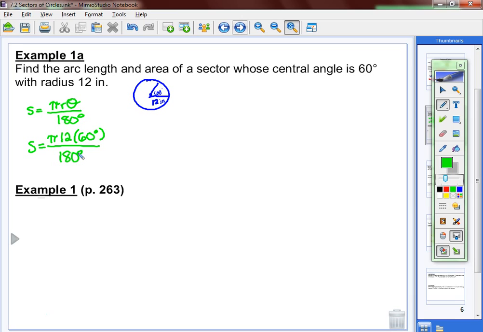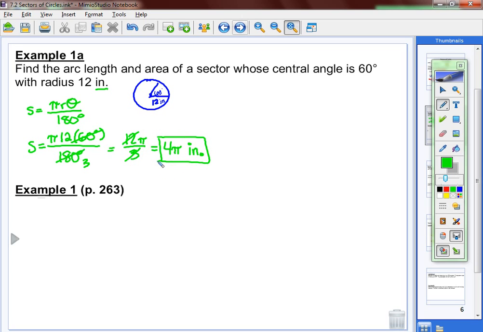You should be able to see right away that 60 and 180 have a common factor. So this becomes 12 pi over 3. And then 3 can divide into 12, so it's just 4 pi. And we are measuring in inches. This is a length, it's arc length, so 4 pi inches.